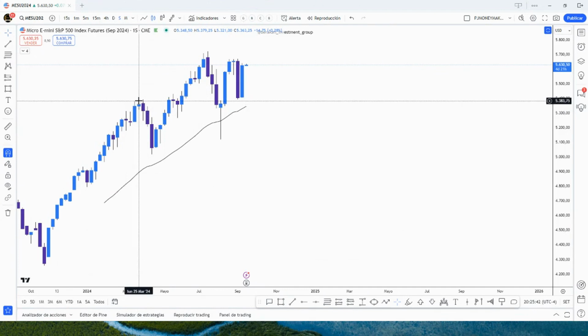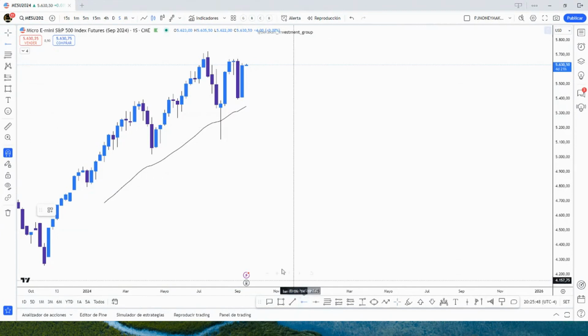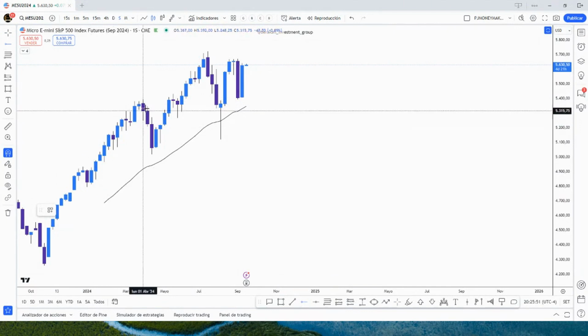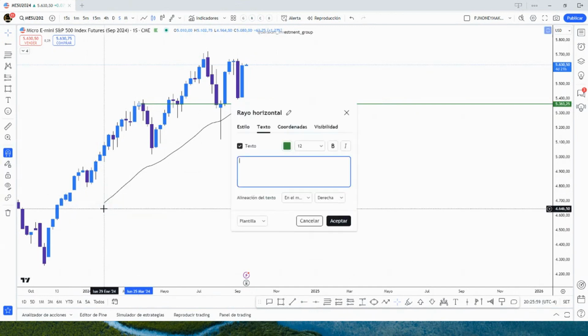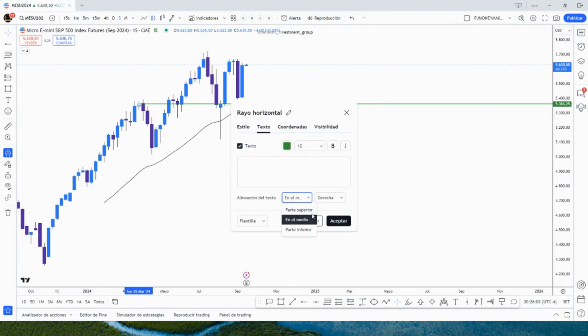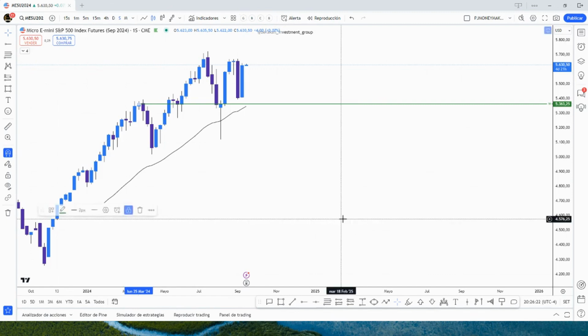So we're gonna place a horizontal ray right here. Specifically, we're gonna use the magnet to the body, not to the wick, to the body, and we're gonna put a color to that. We're gonna type in the middle, all the way to the right, and we're gonna put W, only W, okay, size 10. And that way we're gonna know when we're in the lower time frames, oh, that's a strong support or resistance from weekly. You got it? So we're gonna put it right there.